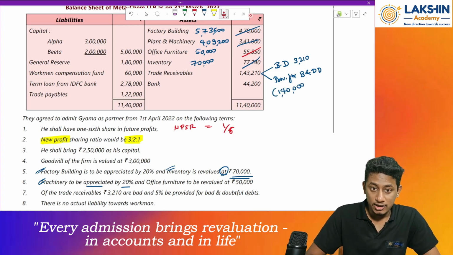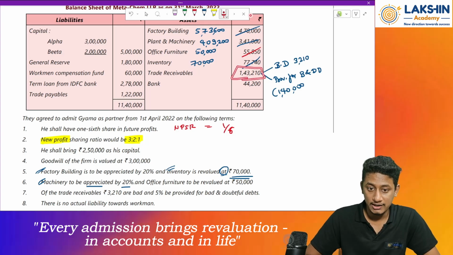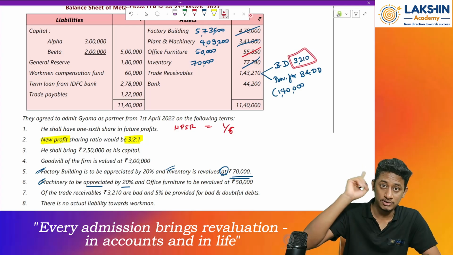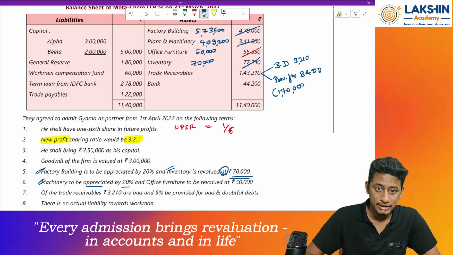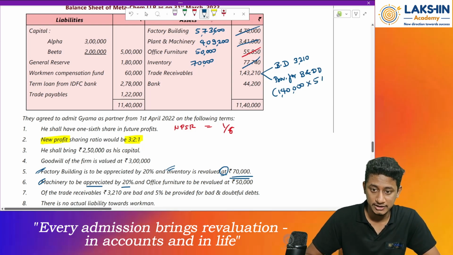How did I get the value of rupees 1,40,000? 1,43,210 minus 3,210. Final accounts. Remember, final accounts. Okay. Into what? Into 5%. That's equals to 7,000.